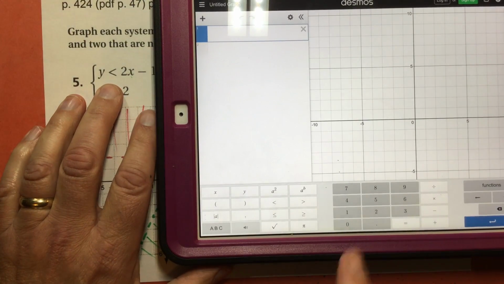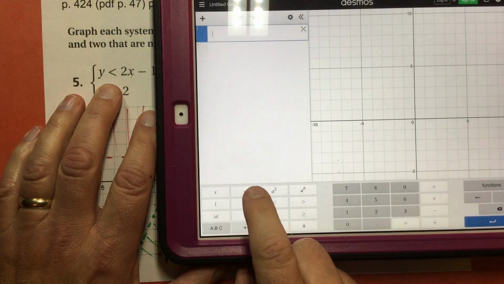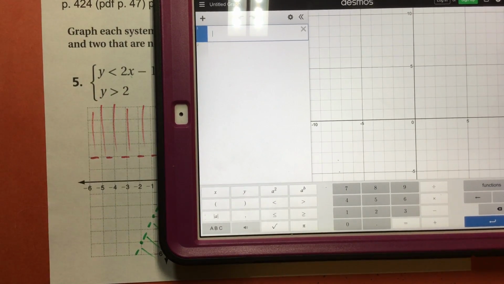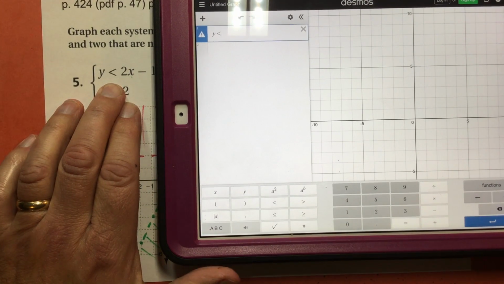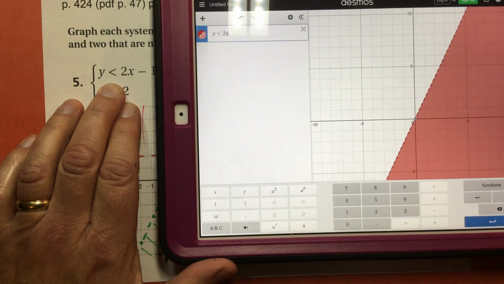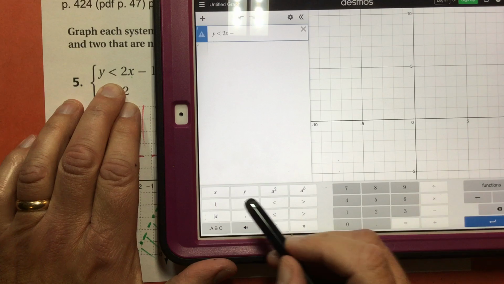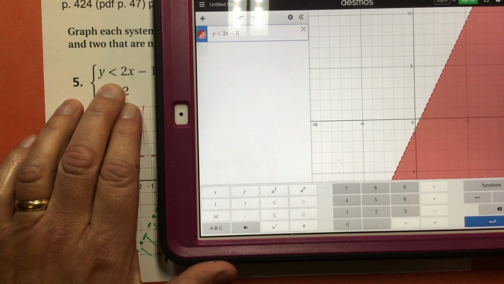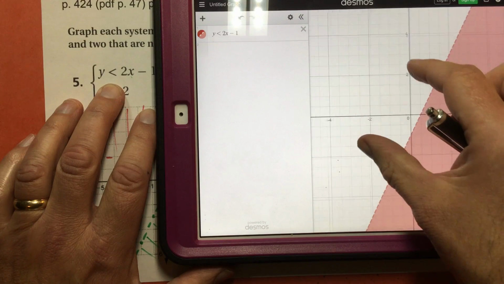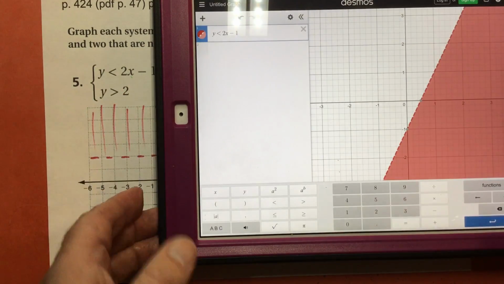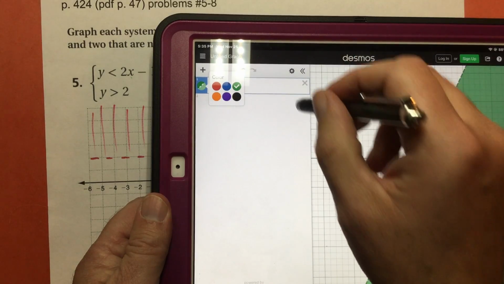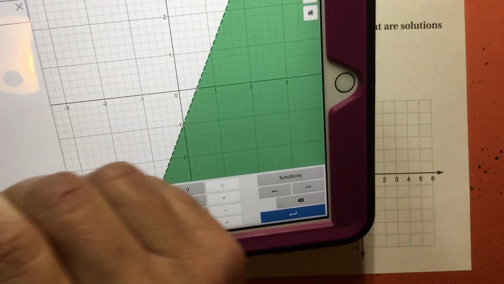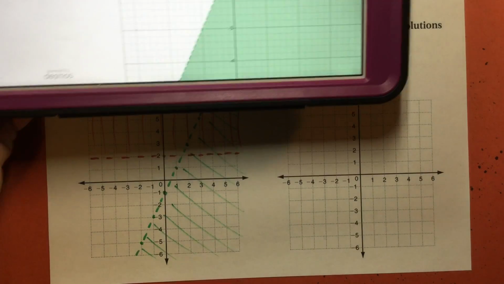So on the iPad, I'm using Desmos. I'm going to do, where's my styles? There it is. I'm going to do y is less than 2x subtract 1. Now let's compare that to what I drew. Except this one, let me change this to green. That way it'll match up. There you go. So let's compare that with what I drew.